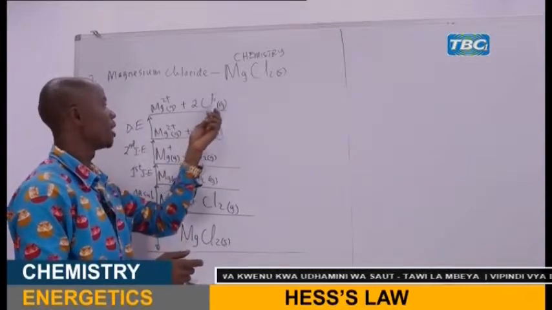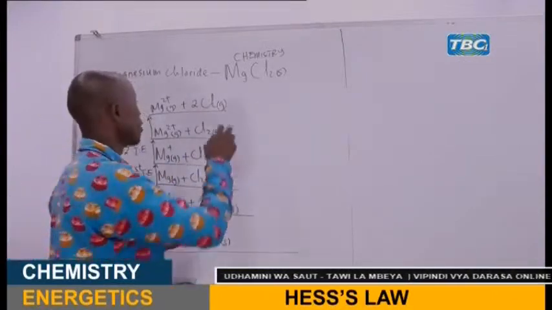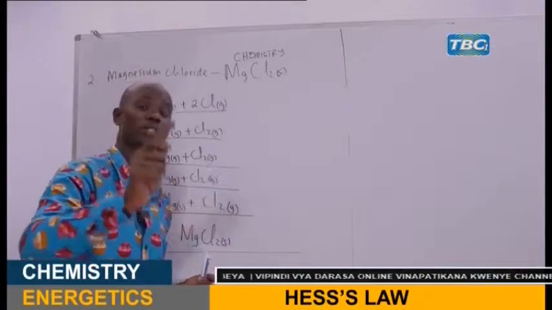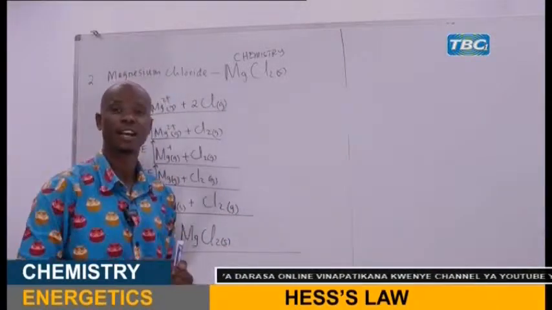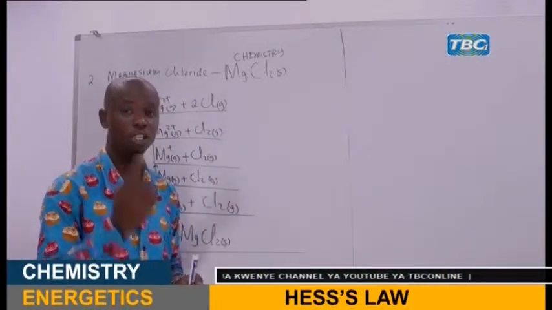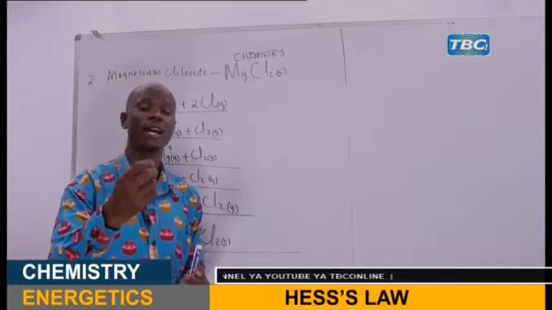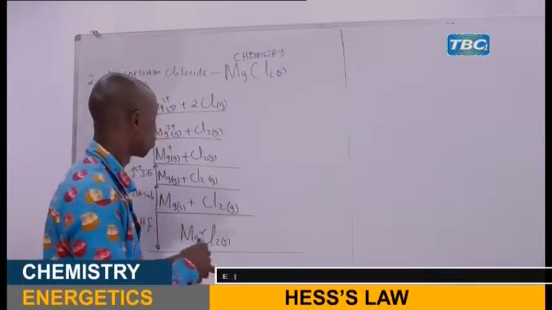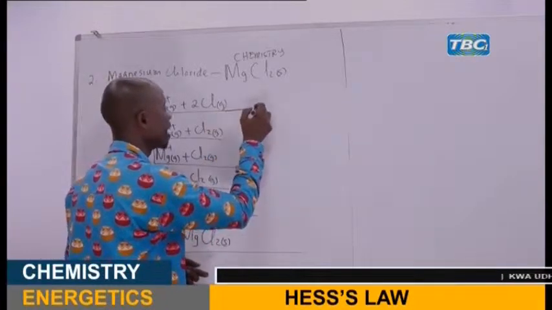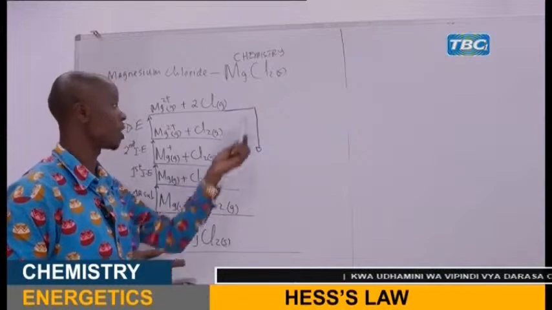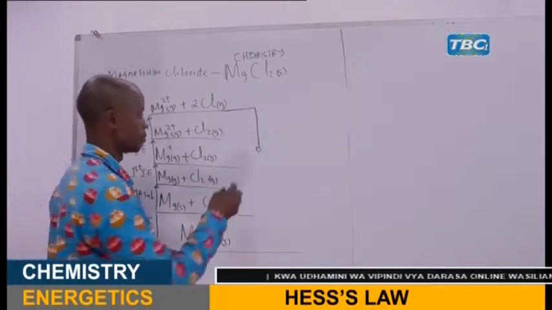Now, from there, we have atomized the chlorine atoms. Now we have to form an ion. This chlorine atom, because it is a non-metal, gains an electron. But how many electrons can be gained by a chlorine atom? It is only 1, for it to acquire the stable noble gas configuration. So gaining 1 electron is purely an exothermic process. That's why the arrow points downward.